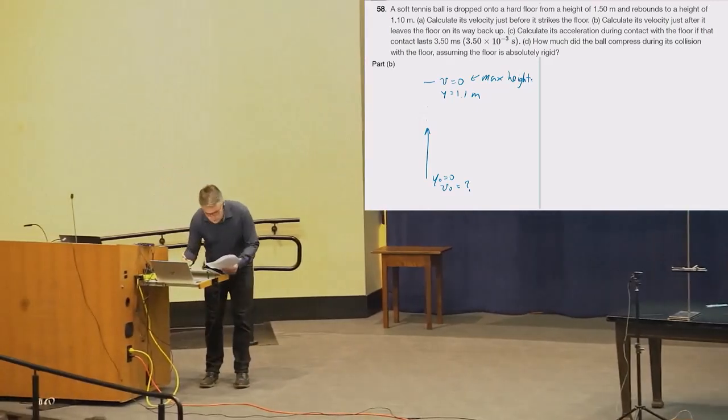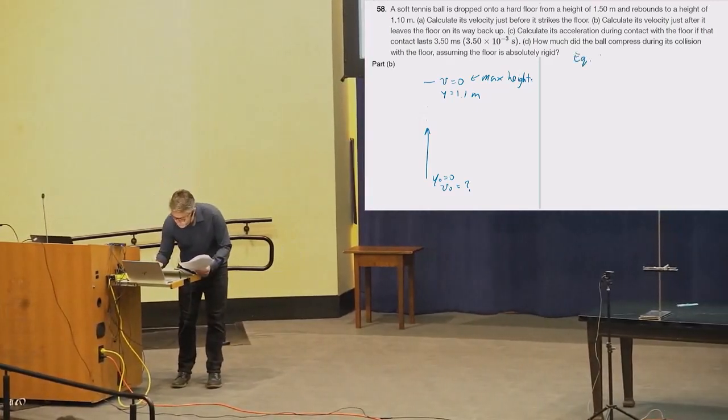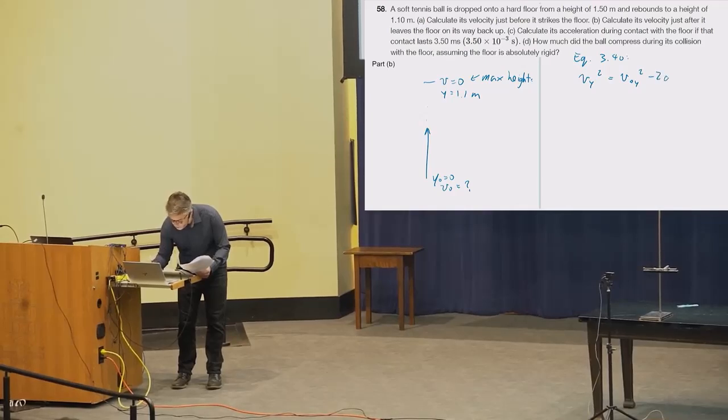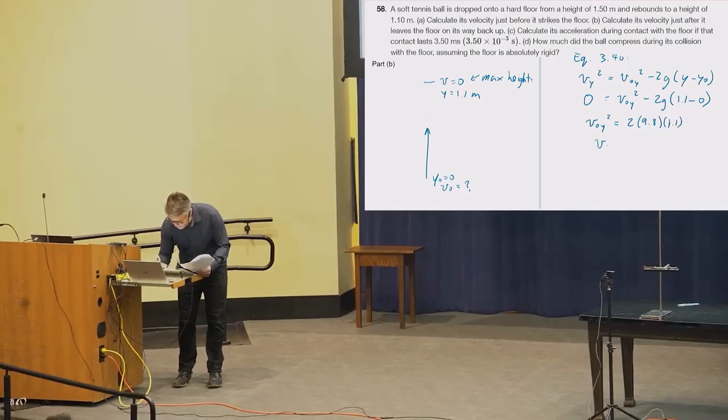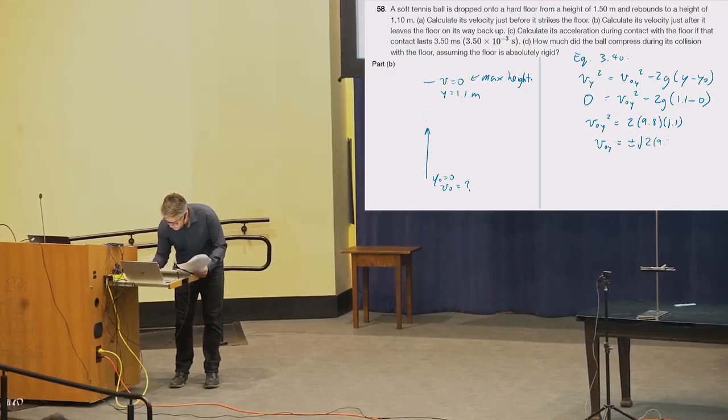So that's important. So then, again, I think we're going to use equation 3.40, Vy squared, but the setup is a little different now. V initial y squared minus 2 times g times y. Same equation, but now it's different. So you get 0 is equal to V initial y squared minus 2 times g times 1.1 minus 0. So V0 squared is 2 times 9.8 times 1.1. So again, there's this plus or minus square root of 2 times 9.8 times 1.1.